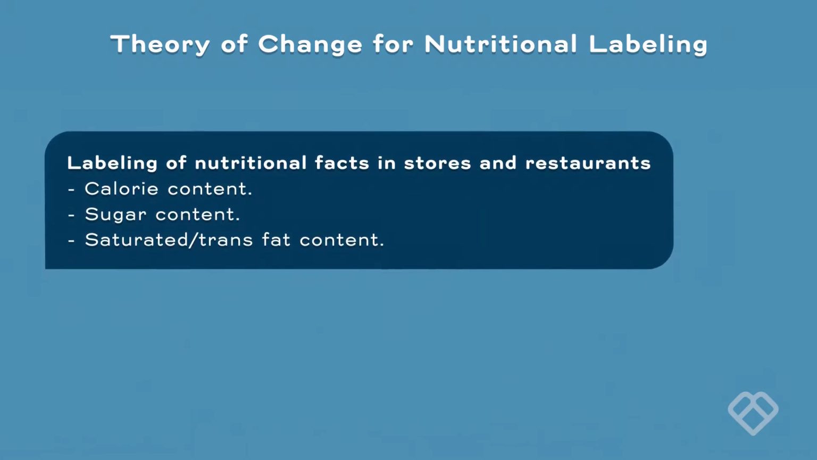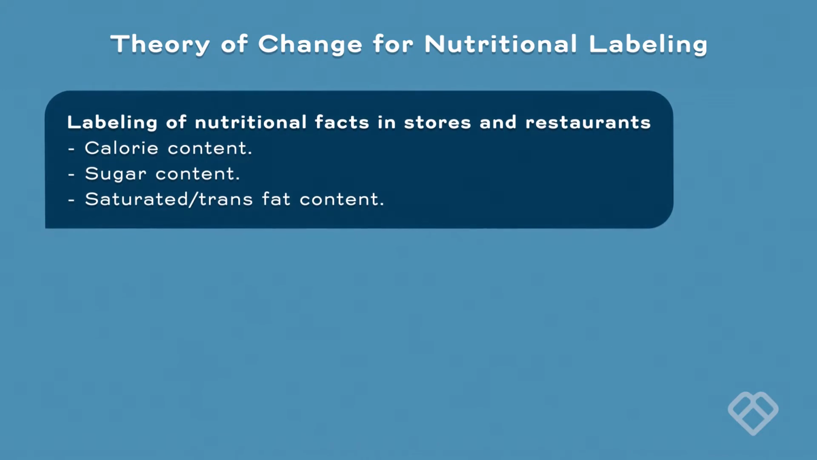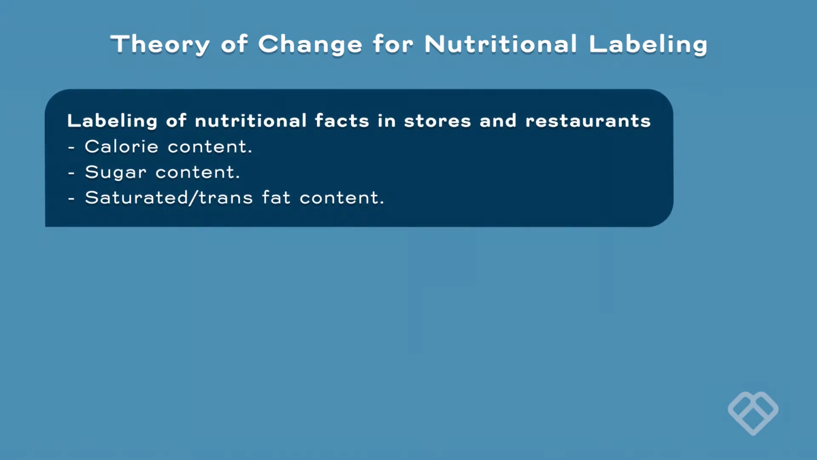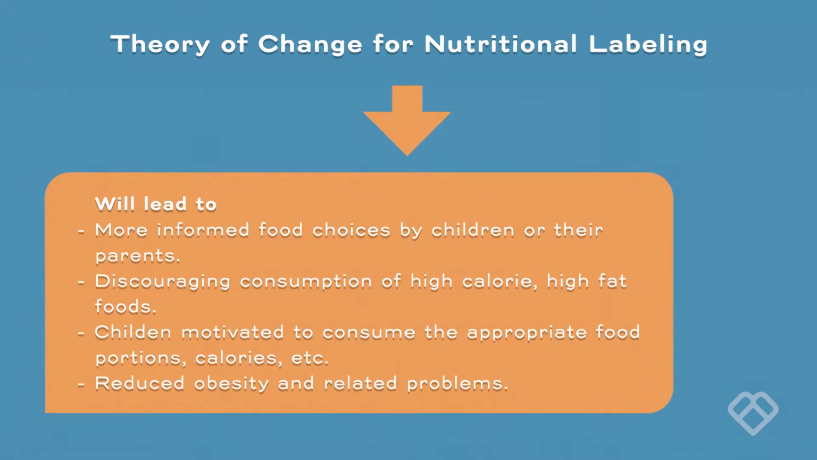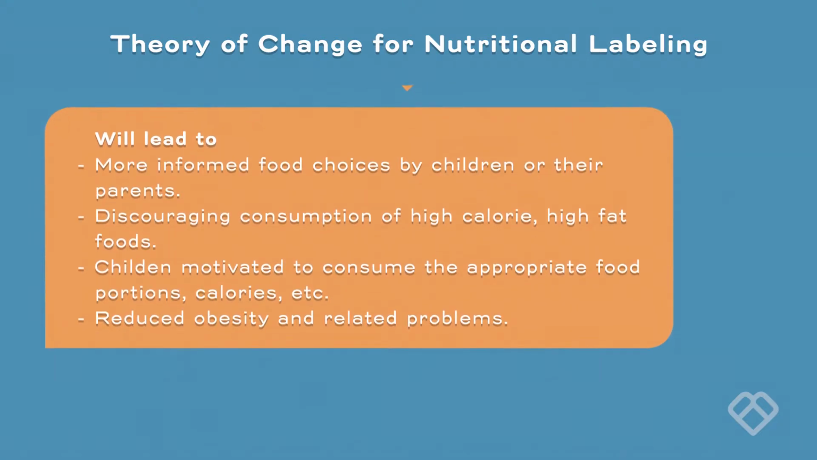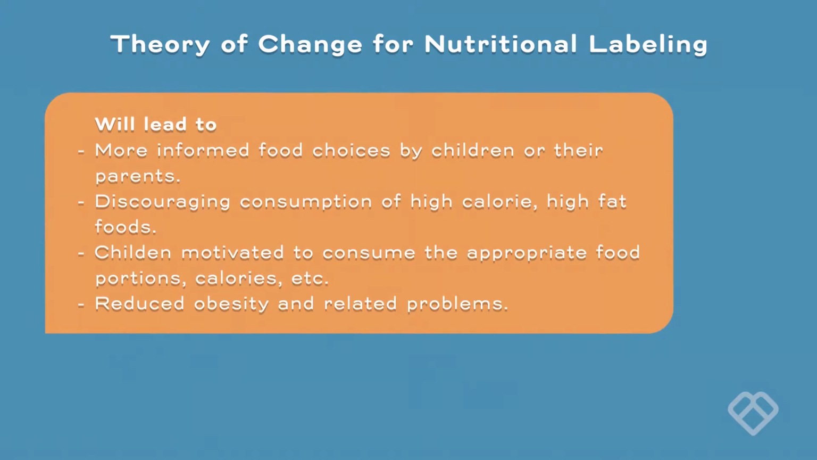At this stage of the process, our philanthropist and the executive director haven't decided which of three plausible strategies to pursue. So we're going to take a look at the theory of change and the intended impact statement for each of those three strategies. The theory of change for nutritional labeling is that if we label certain facts about foods in stores and restaurants, in particular their calorie content, their sugar content, and their saturated and trans fat content, these labeling activities will lead to more informed food choices by children or their parents, that'll discourage consumption of high-calorie, high-fat foods, that'll motivate children to consume the appropriate food portions, and it'll reduce obesity and related problems.